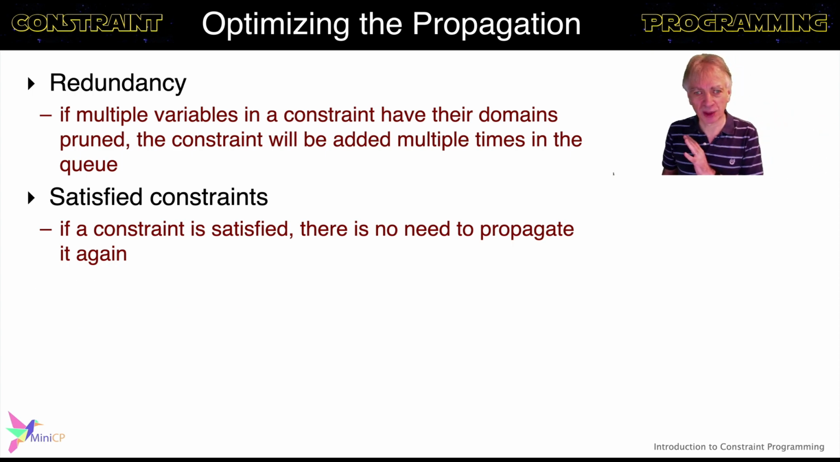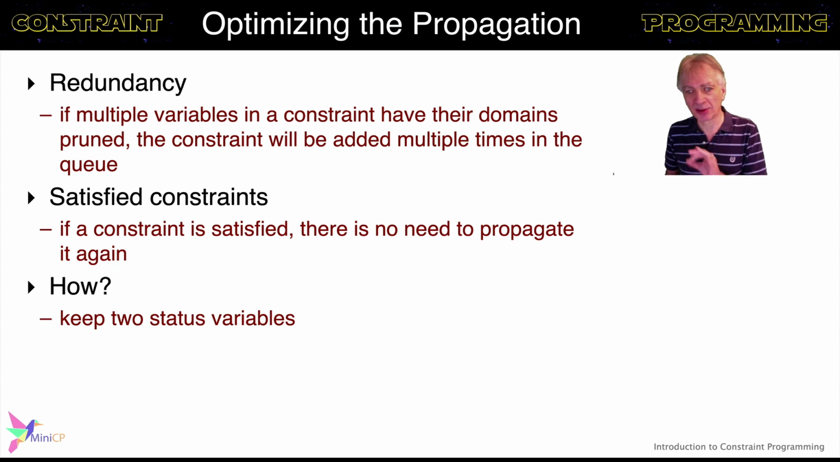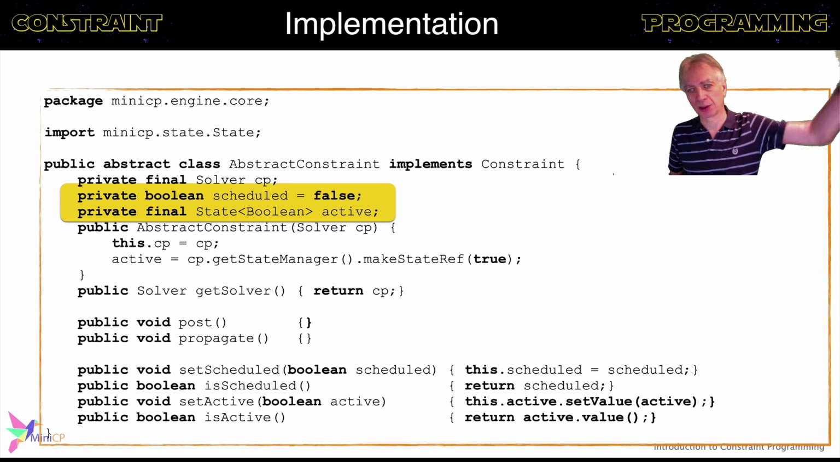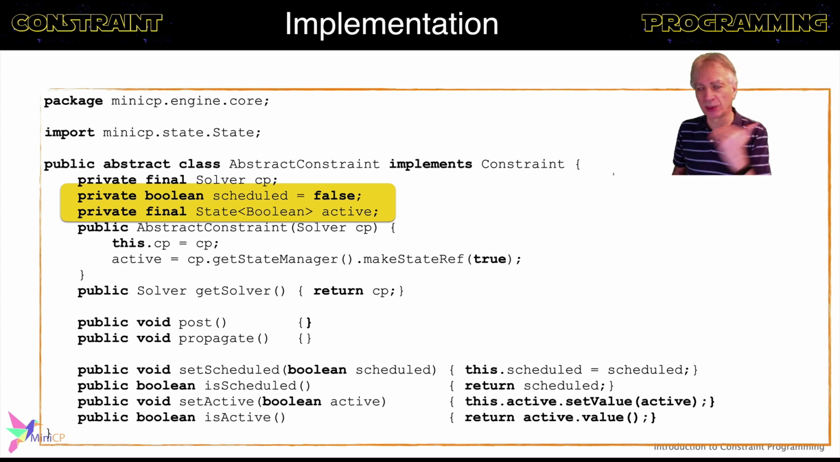All right, so how can we actually implement these things? The way to do this is to store in every one of the constraints two status variables. So it's going to be a schedule flag, and that schedule flag will mean that the constraint is on the propagation queue, and then a state variable which tells you if the constraint is active or not. Now, one of them has to be part of the state because it changes over time when we go to multiple nodes of the search space. The schedule flag doesn't have to be a state variable because it's only local to one step of propagation. It's never transferred from node to node.